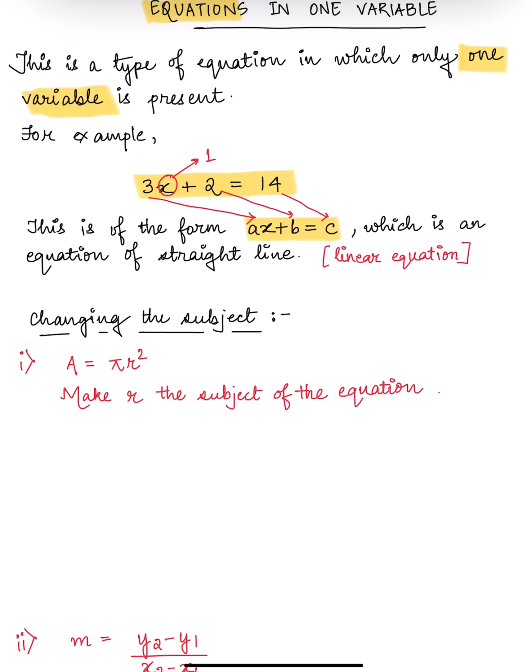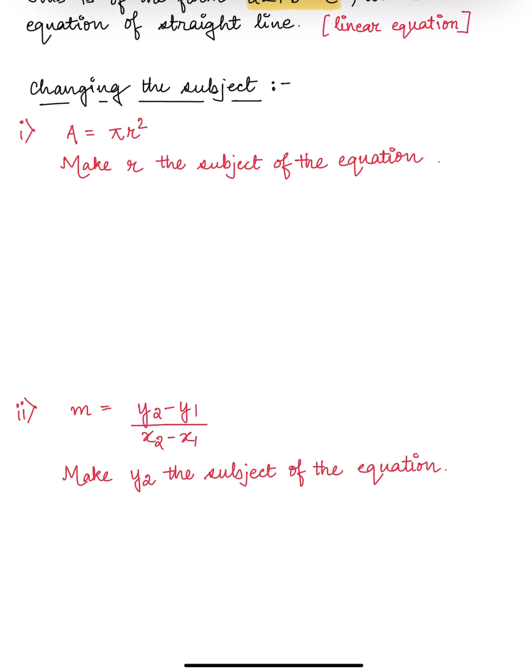Now the most important concept is changing the subject of the equation. So the first question is that A equal to pi r square, and we have to make r the subject of the equation. So let's write it. A equal to pi r square. Whenever we need to make anything the subject, we usually bring that to the left. So pi r square equal to A. Now only keep this part of it. So r square equal to A by pi.